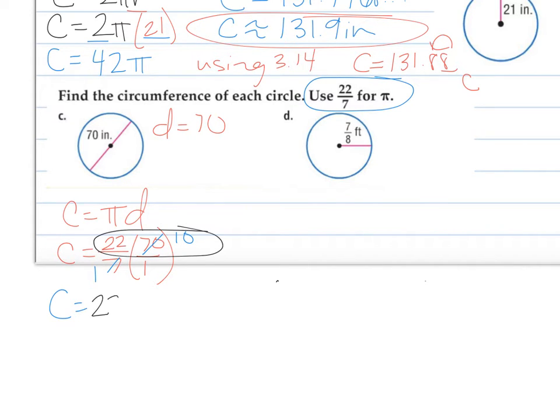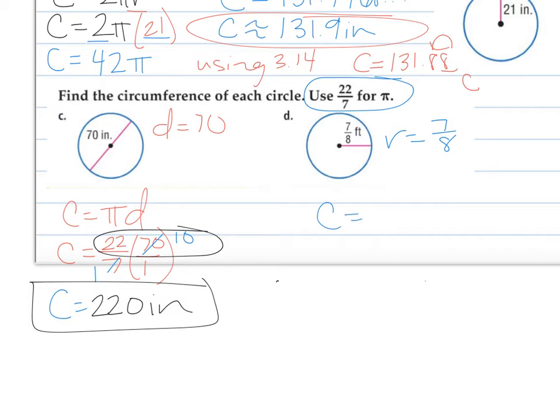Multiply across, I get 220 inches. Over here, I'm given a radius of 7/8 feet. So I'm going to use 2 pi r. So the circumference is 2 times my pi, which is going to be 22/7, times my radius of 7/8.